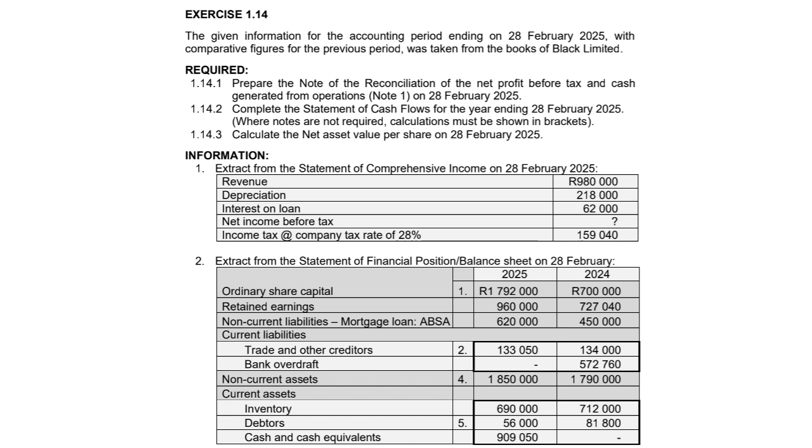Number 2, extract from the statement of financial position or balance sheet on 28 February. They give us the 2024 and 2025 years: ordinary share capital, retained earnings, non-current liabilities, mortgage loan ABSA, current liabilities for trade and other creditors and bank overdraft, non-current assets. Your current assets are inventory, debtors, and cash equivalents.